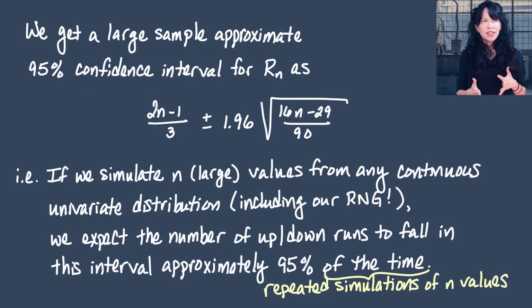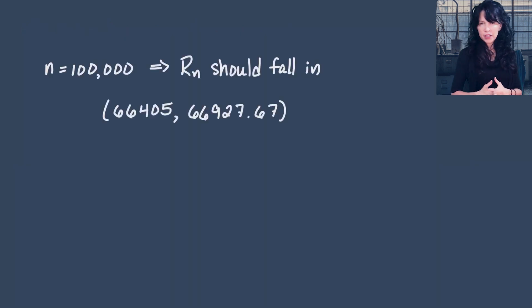So if I were to simulate 100,000 values and count my number of up-down runs, hopefully that number is in this interval. If not, all is not lost. In fact, it shouldn't always be in this interval. If it's easy for you to do, simulate another 100,000 values and check again and again and again. And if you went through many simulations, each with 100,000 values, then 95% of those approximately should have the number of up-down runs counted falling in this interval.